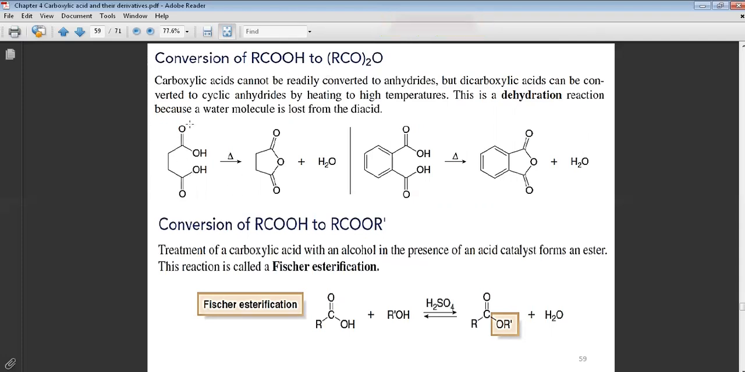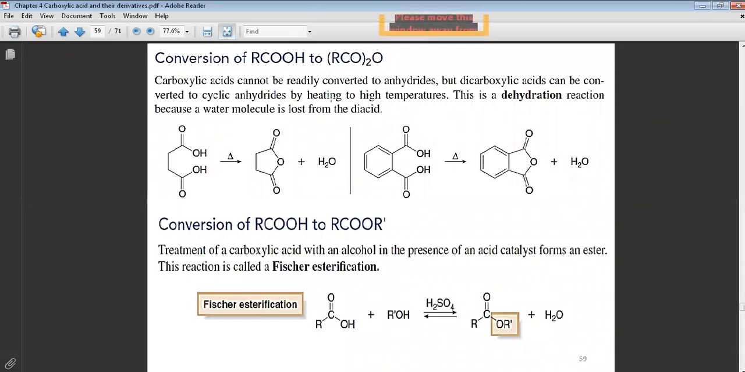Look, a dicarboxylic acid can be converted to the cyclic anhydride. Just in this case, if you have two carboxylic acid groups on the same compound, it can be converted to the cyclic anhydride just by heating to remove the H2O from the structure. Okay, just by heating. This is dehydration. Of course, heating removes H2O, meaning a dehydration reaction. Dehydration removes the water molecule from the structure.